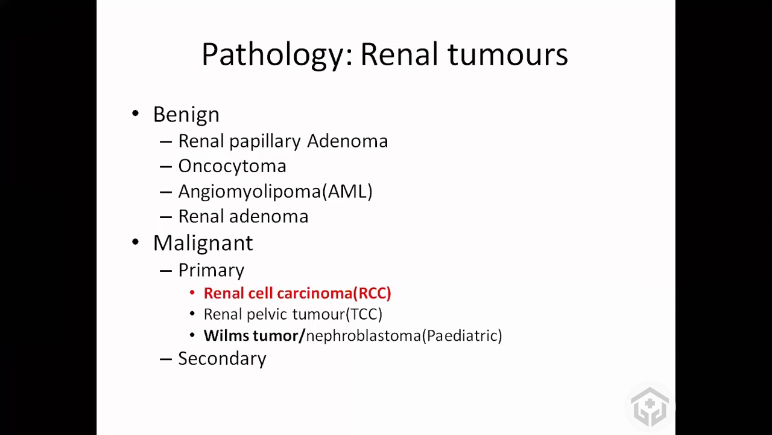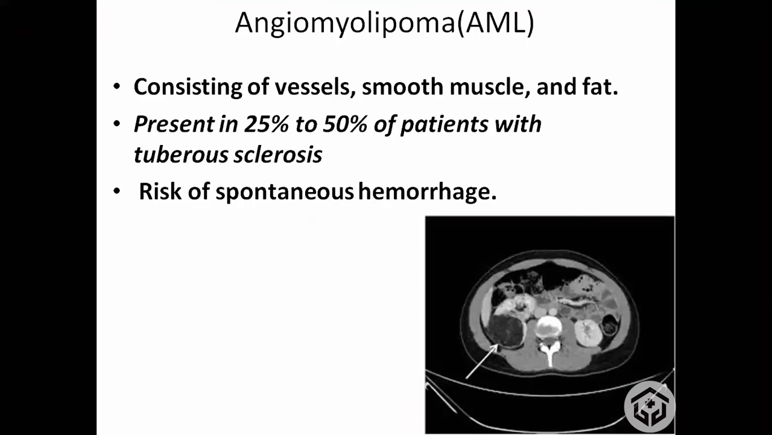Tumors in the kidney. Tumors in the kidney can be benign, like adenoma, or malignant, renal cell carcinoma. Two benign tumors we commonly see are oncocytoma and angiomyolipoma. Angiomyolipoma is what? Angio means vessels, myo smooth muscle, lipoma fat. So there are three components in the tumor.